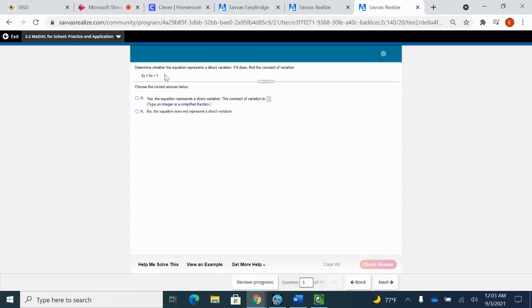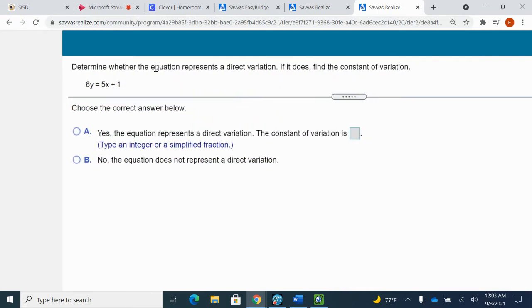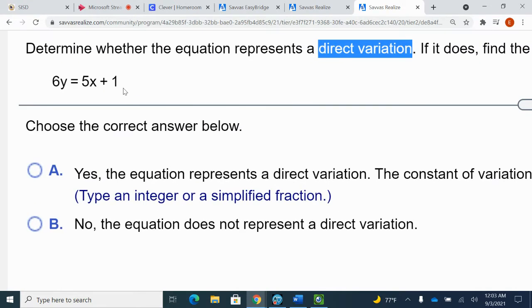Problem number 5. Determine whether the equation represents a direct variation. If it does, find the constant of variation. We're given a very special equation here: 6y equals 5x plus 1. That is the equation I am given.